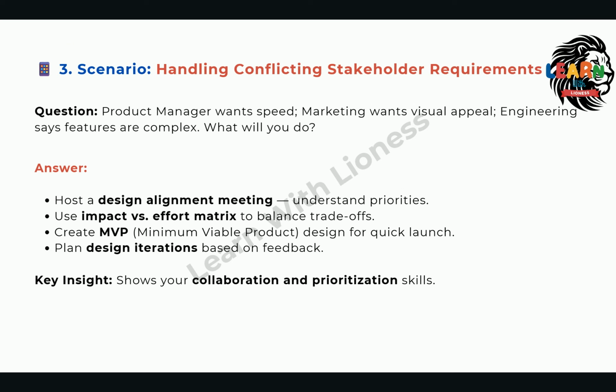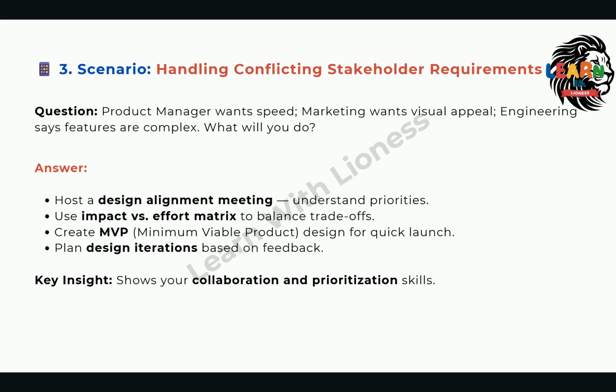Scenario 3. Handling conflicting stakeholder requirements. Question. Product manager wants speed. Marketing wants visual appeal. Engineering says features are complex. What will you do? Answer.